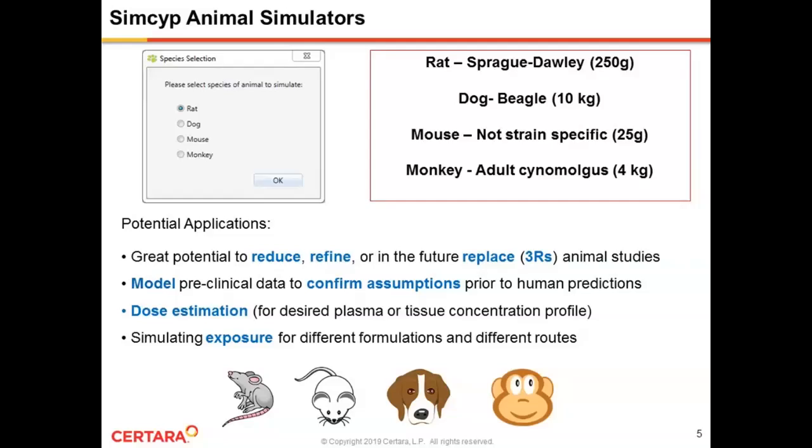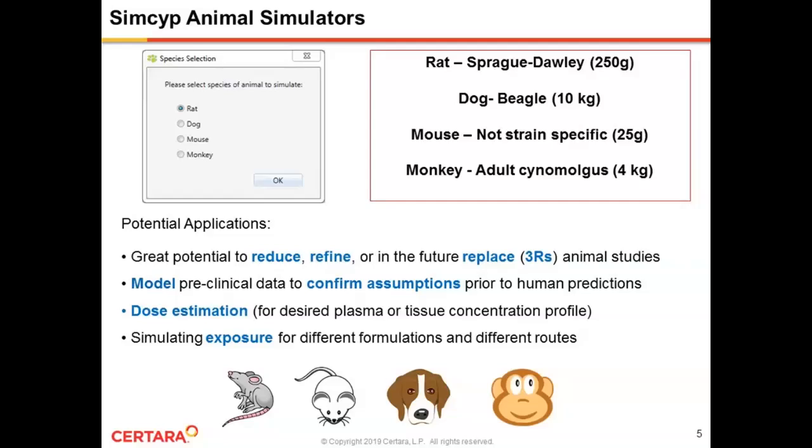And just to give you a brief background in terms of the potential applications of these PBPK simulators, these are primarily with an aim to reduce, refine, or even in the future, try to replace animal studies. But as of now, the way drug development takes place, we are moving towards fewer and fewer animal in vivo studies, but still these are not completely avoidable as such. And so animal simulators are mainly used to verify these preclinical models, and then confirm the assumptions prior to going into human predictions.